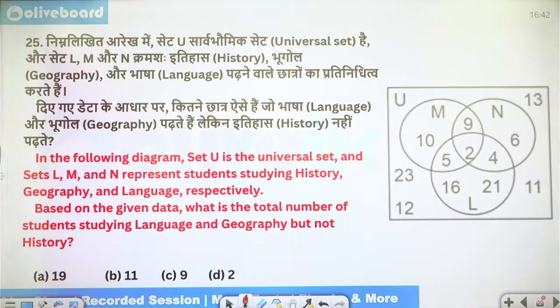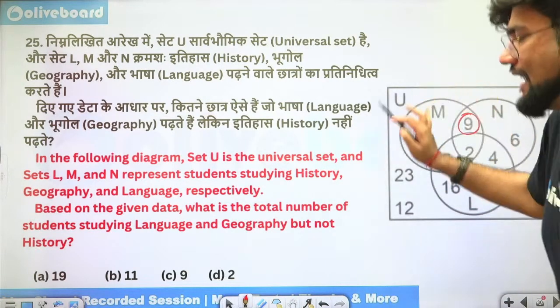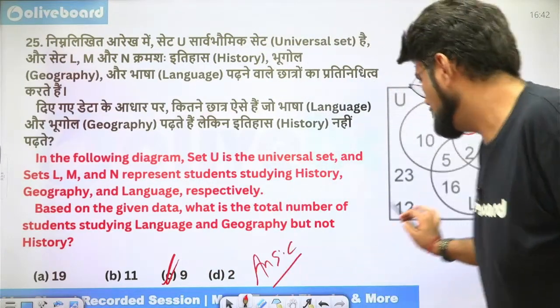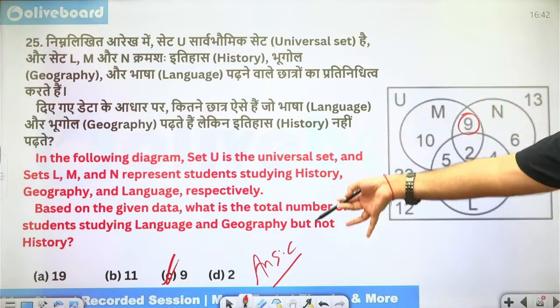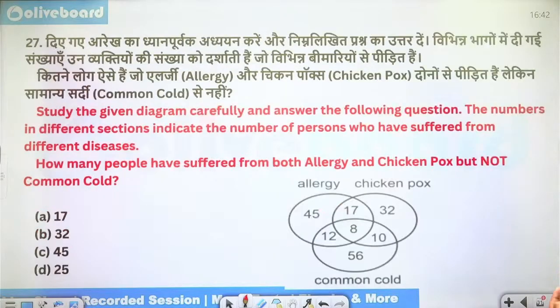Now here the question is asking you, directly read the question. Total number of students studying language and geography but not history. Which one is history? So if you see LMN are history, geography and language. L stands for history. So we are not looking for people who are a category of L, but common in both the others. 9 is the only possibility. Don't get confused with all these numbers in the universal set, because they are those people who are neither students of language nor history nor geography. Question does not ask you anything about them, right? So 9 is the correct answer. Cool. Next.